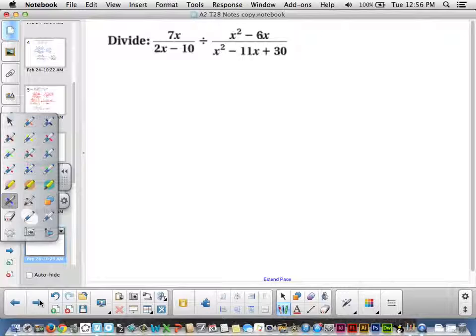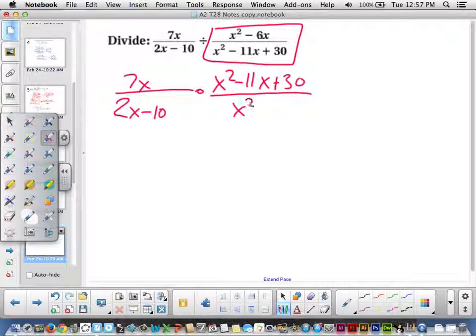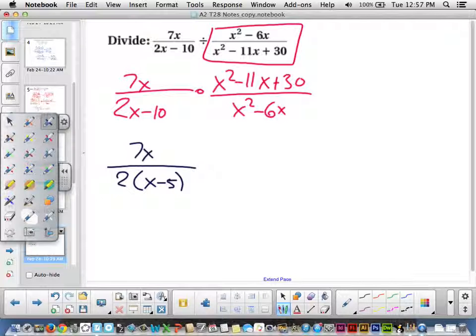So let's try one. We got a division here. The first thing you should do is take what's being divided and flip it. So we'll rewrite this problem as 7x over 2x minus 10 times, flip the second one, x squared minus 11x plus 30 over x squared minus 6x. And then we'll go into factor mode. 7x is as simple as it gets. 2x minus 10, they both seem to be multiples of 2, so we'll factor the 2. We got 2 times x minus 5.